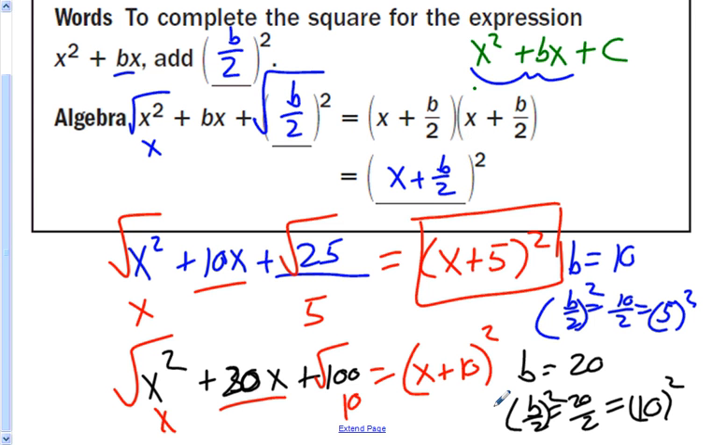So in order to take something and make it a perfect square trinomial, you take the b value, you divide it by 2, and you square it, add it on to the end, and you've got a perfect square trinomial that you can factor and solve.